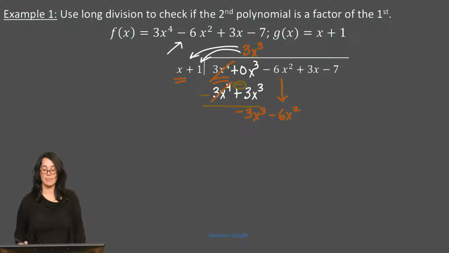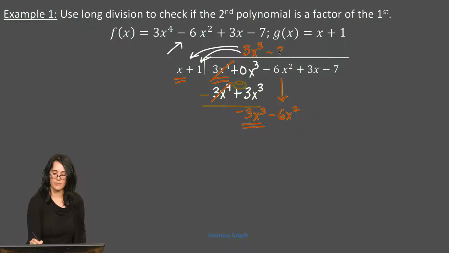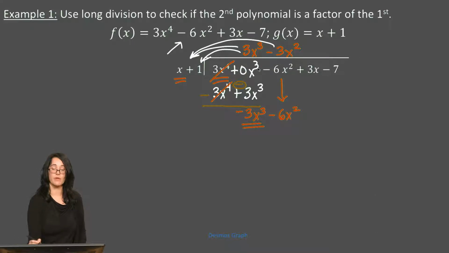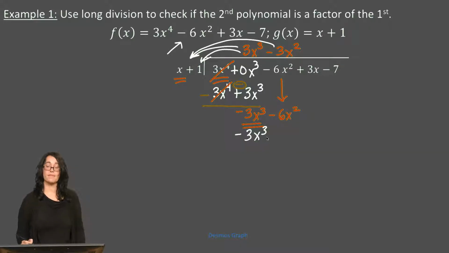Okay, next up, we repeat our algorithm. X times what gives me negative 3x to the 3rd power? That's right. It would be 3x to the 2nd, but negative. Negative 3x to the 2nd power. We repeat the algorithm with multiplication, and negative 3x squared gets multiplied by x to give me negative 3x to the 3rd power. Negative 3x squared gets multiplied by the 1, and that's just negative 3x squared.